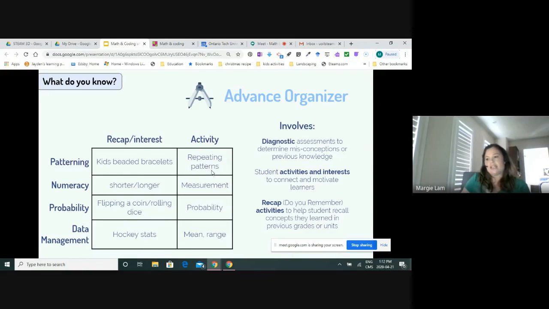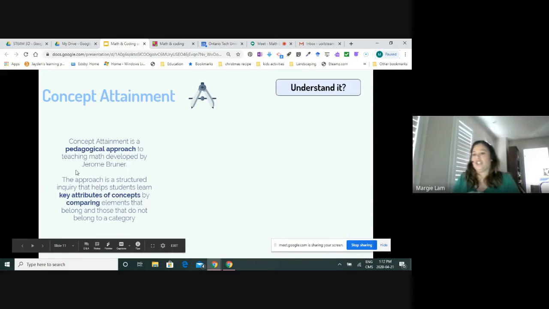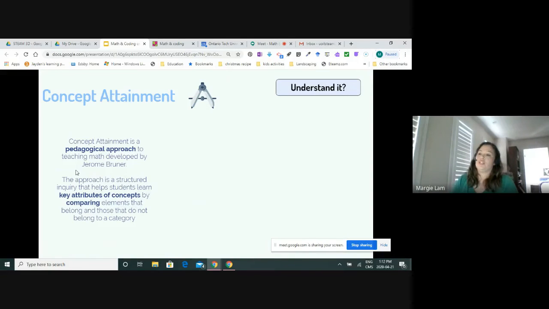So I'm going to move on to the next concept. I'm guessing many of you might be familiar with the advanced organizer. I feel like diagnostics are something that a lot of us have used before. So I'm going to move on to the next pedagogical approach, which is concept attainment. And this is really about understanding. This pedagogical approach was developed by Jerome Bruner, and it's really structured around helping students learn the key attributes of concepts.